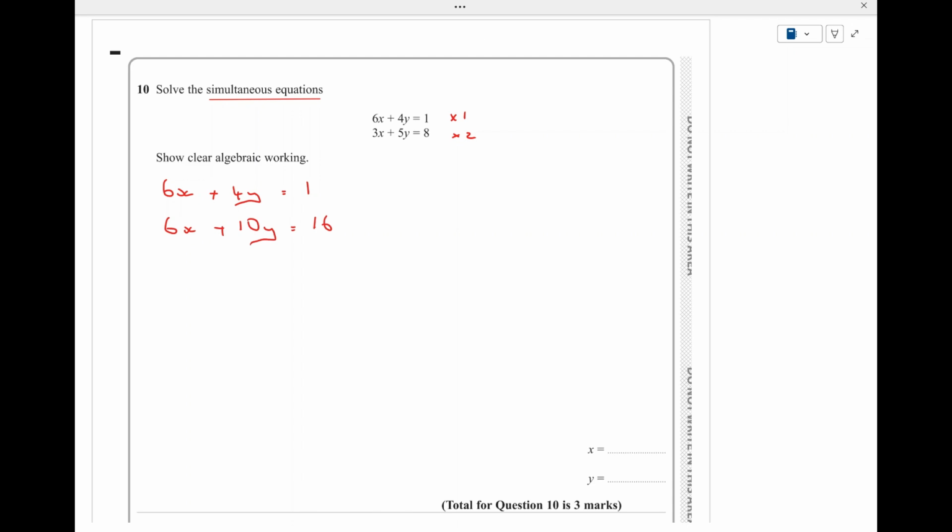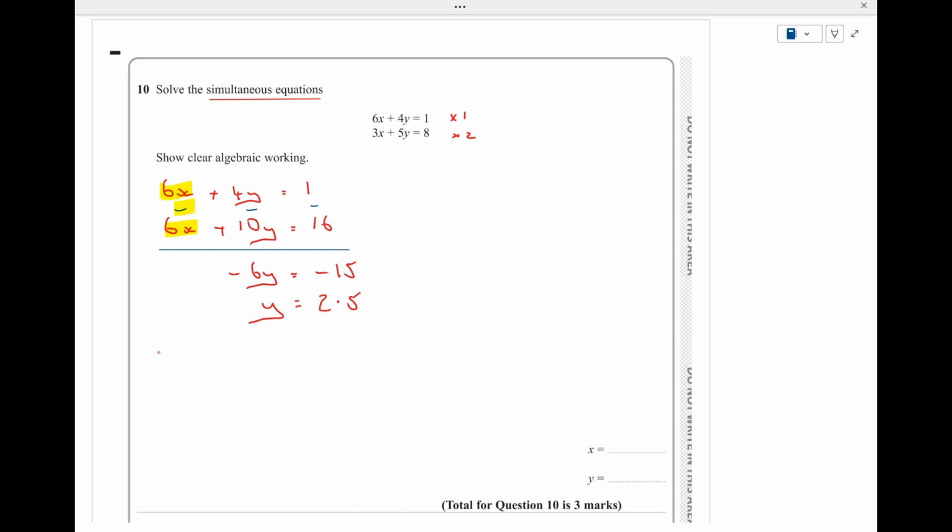Now I'm going to subtract the equations. So I'm going to write minus, minus, minus. And I'm going to do the top equation subtract the bottom. 6x take away 6x is nothing. 4y take away 10y is minus 6y. 1 minus 16 is minus 15. Of course, you can use your calculator as much as you like while you're doing this. I'm going to now do minus 15 divided by minus 6, which tells me that y is 2.5.